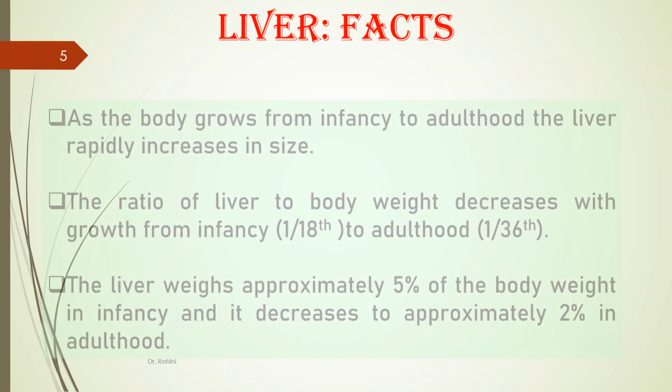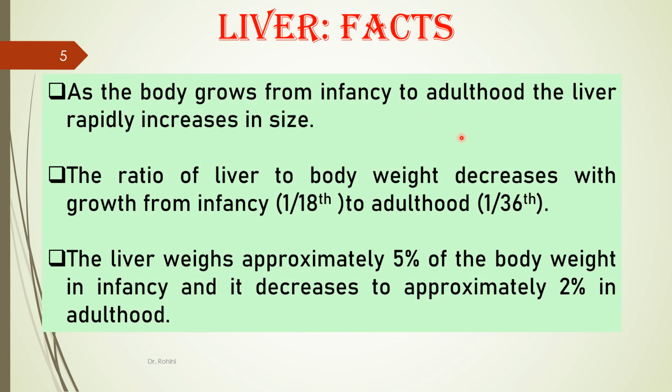Some facts. As the body grows from infancy to adulthood, the liver rapidly increases in size, and this period of growth reaches a plateau around 18 years, followed by a gradual decrease in liver weight from middle age. The ratio of liver to body weight decreases with growth from infancy to adulthood. In infancy, it is about 1/18th of the body weight. In adulthood, it becomes 1/36th. The liver weighs approximately 5% of the body weight in infancy, and it decreases to approximately 2% in adulthood. So in infancy, according to body proportion, it is bigger.